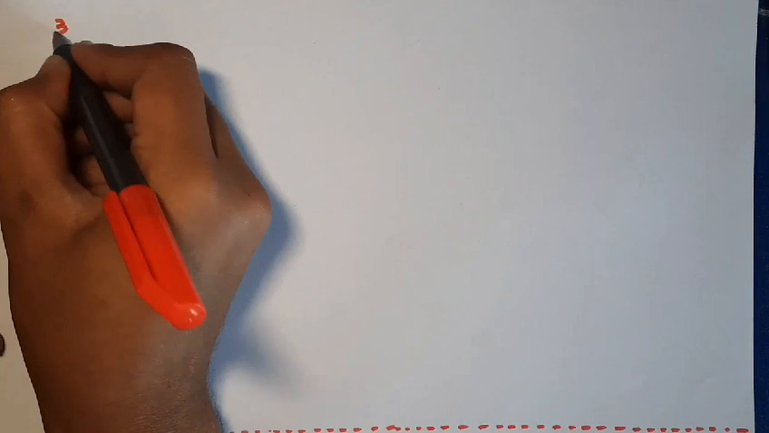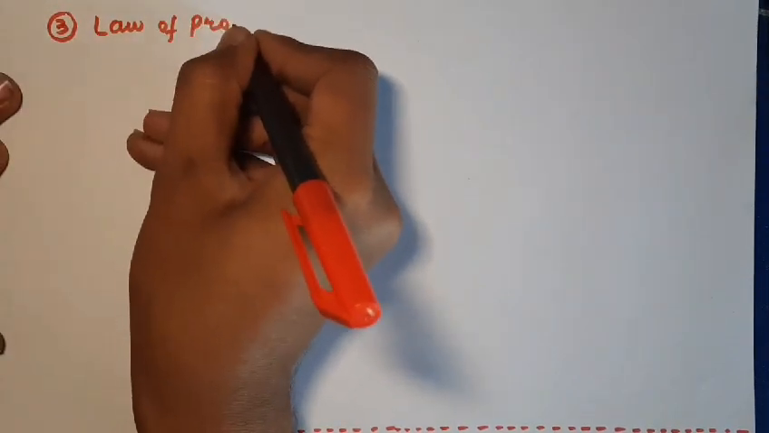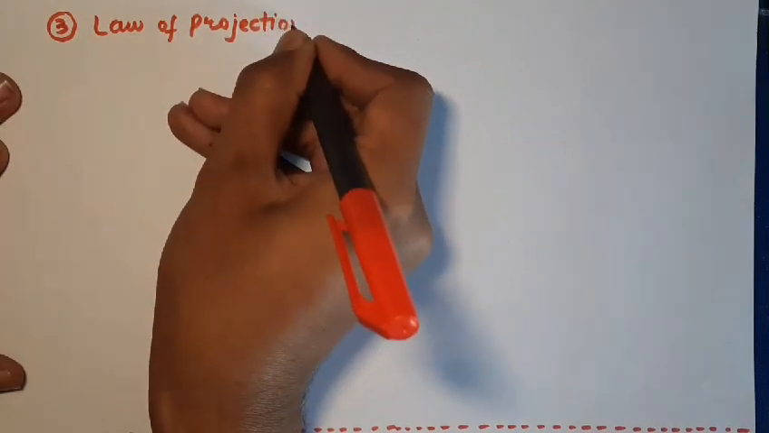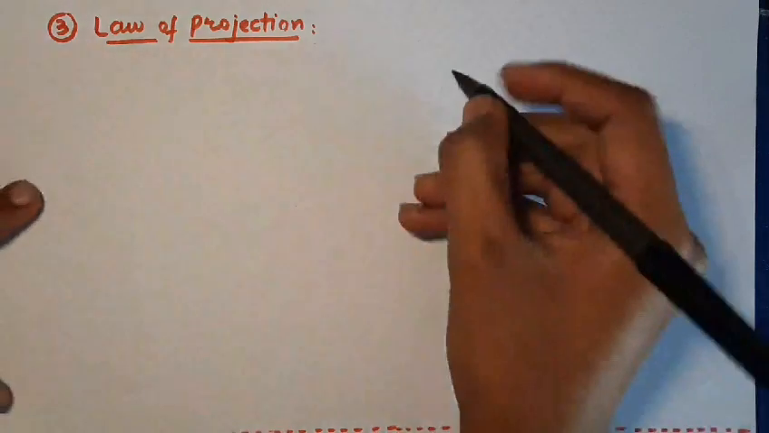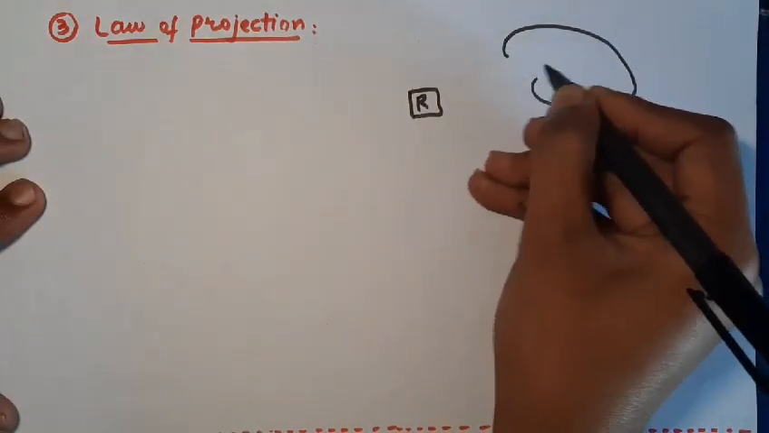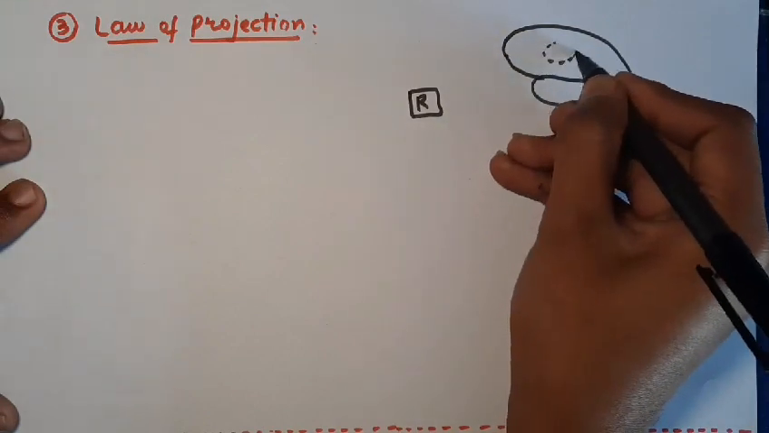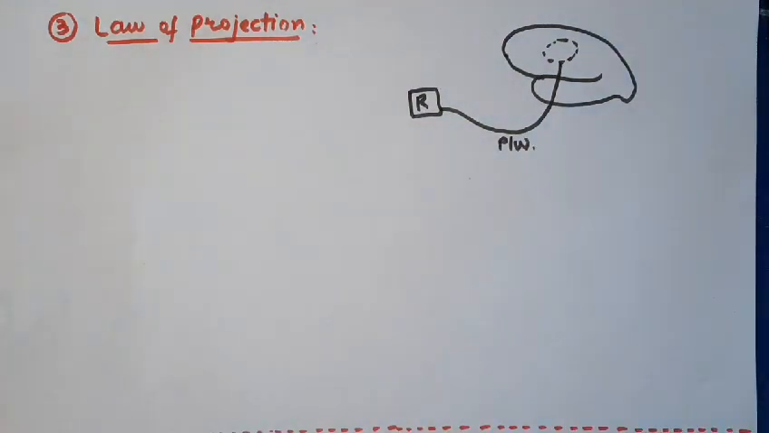Now let us discuss the third law of sensory physiology. It's called the law of projection. Let us try to understand this law with the help of the same diagram. Let me draw the same diagram for you. This is a receptor, this is the central nervous system, this is the area of the brain which is involved, and this is the pathway.